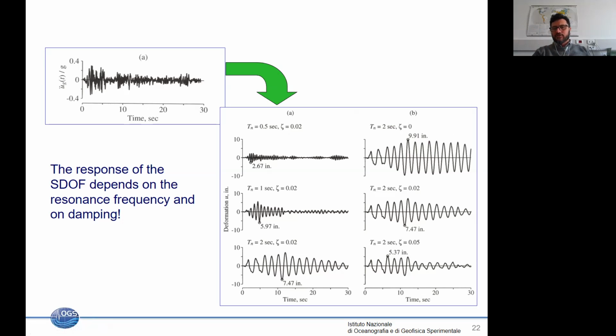When I increase the damping, I have a diminishing of the maximum amplitude, but also a diminishing of the oscillation. When the damping becomes, for example, 5%, which is a standard value in engineering, we have a further decrease of the amplitude and a much shorter duration of oscillation due to the larger damping of the signal. Is it all clear? So we have more dissipation.